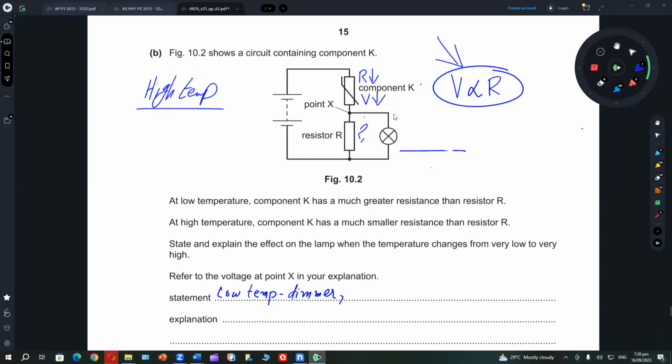Increases. Voltage will increase. Good. When voltage increases, this lamp will be brighter.